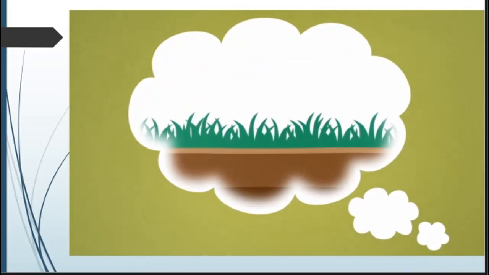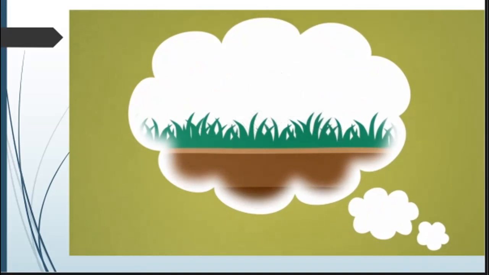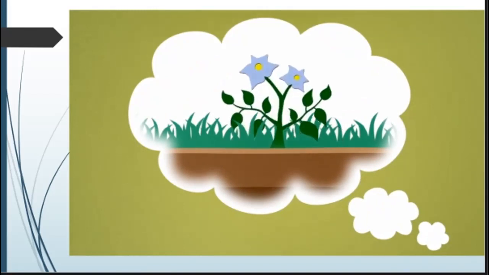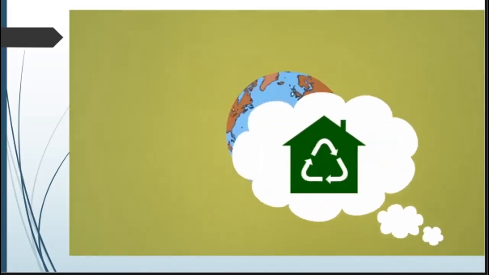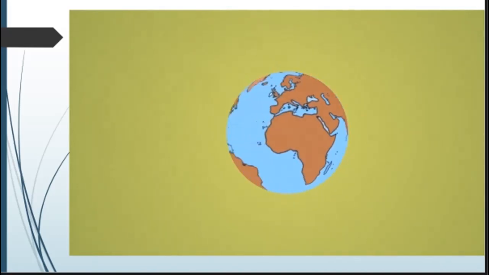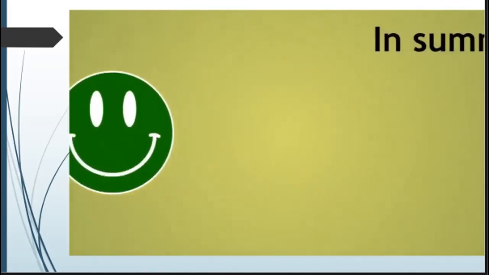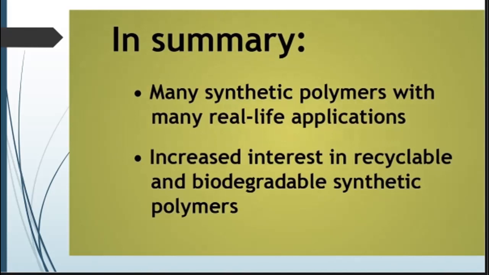Imagine if we could one day dispose of a food container in our garden and find that it has decomposed in a few days. Imagine if we could recycle a soft drink bottle in our own home. The possibilities are endless, all with the intent to reduce the impact of mass production of waste on our planet. In summary, there are many synthetic polymers with many real-life applications, and in particular, there is an increased interest in recyclable and biodegradable synthetic polymers.